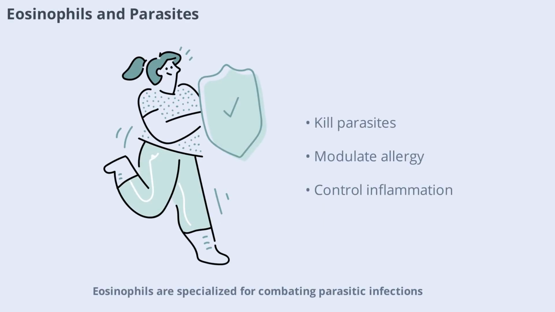Eosinophils are specialized for combating parasitic infections. They release toxic granules that damage and kill parasites. Eosinophils also play a role in modulating allergic responses and inflammation, highlighting their importance in immune regulation.